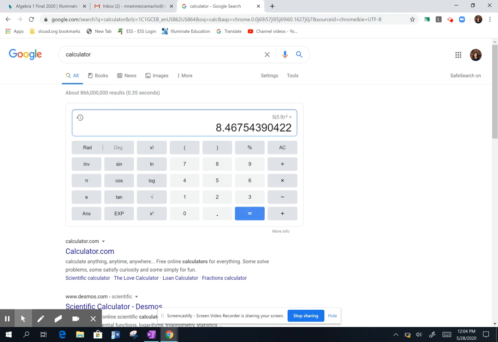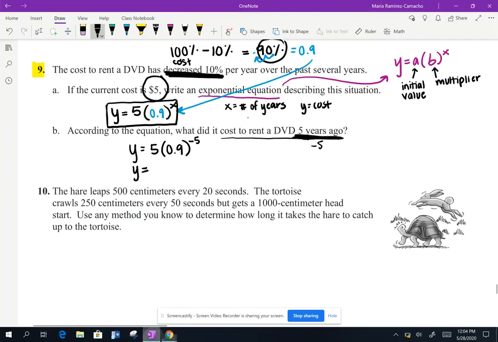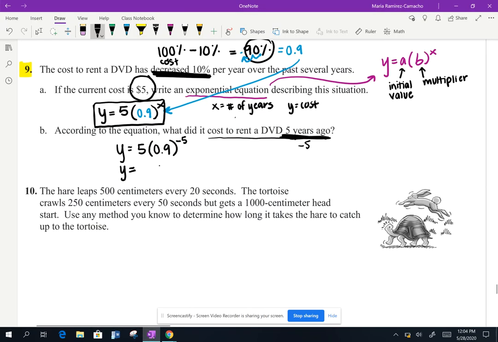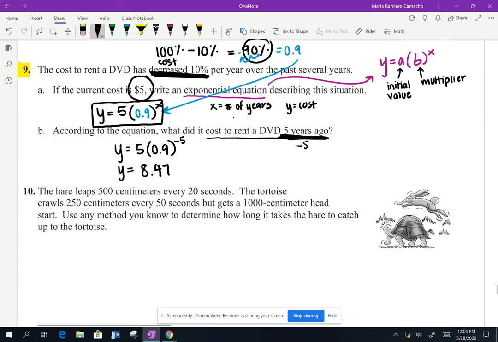That is $8.47 if we round. So that means that 5 years ago, it cost $8.47 to rent a DVD.